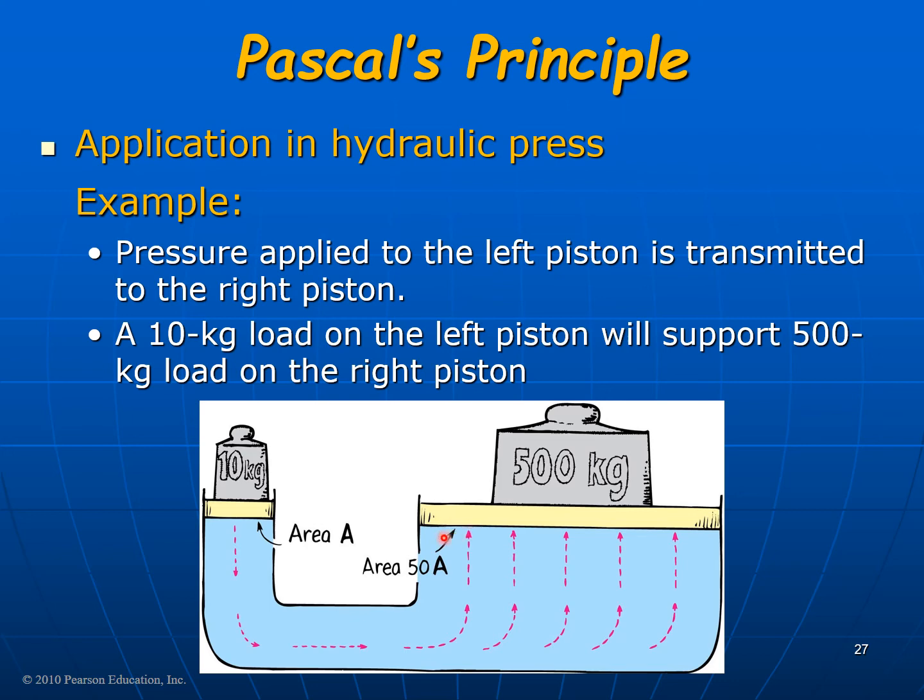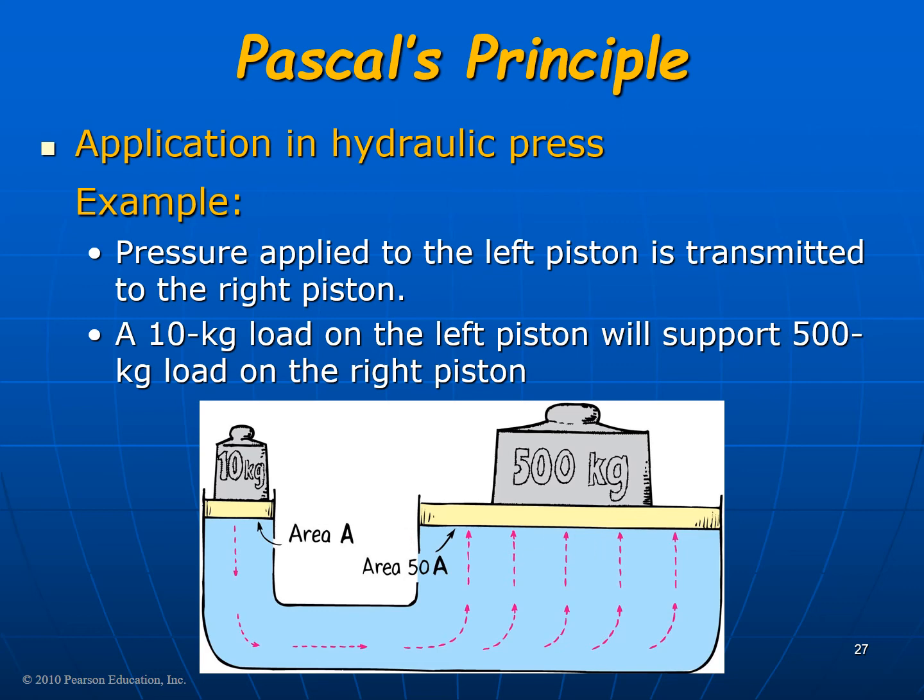Each area A will have a pressure of 10 kilograms over the area A. But if this area is 50 times more than this area, this means that we have a force 50 times more than this area. So by applying a 10 kilogram load on the left piston, you can carry a weight of 500 kilograms on the right piston, simply because the area here is more.